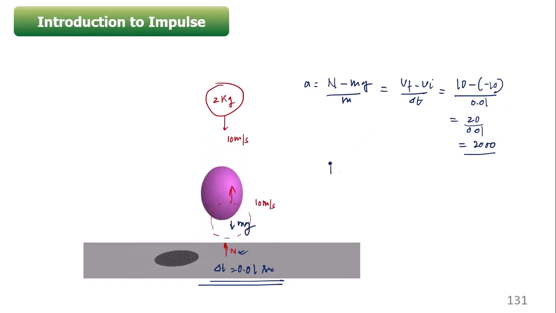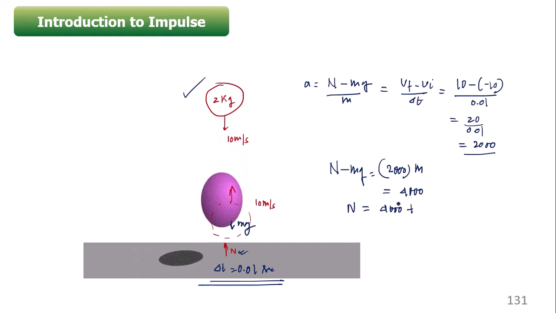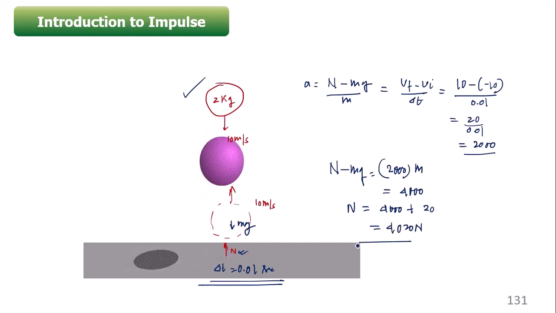If I want to calculate the value of N, then N minus mg should be equal to 2000 multiplied by m. Since m is 2 kg, I am getting the value as 4000. So N becomes 4000 plus mg, and mg is 20. So it is 4020 Newton. So whenever the ball comes in contact with the surface, the surface is offering a very large amount of force.